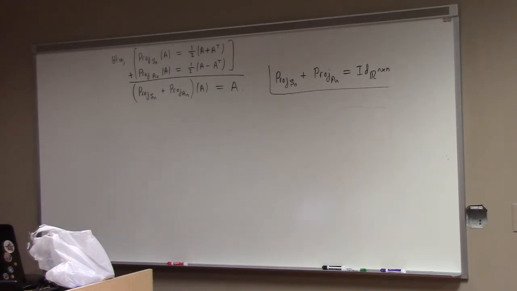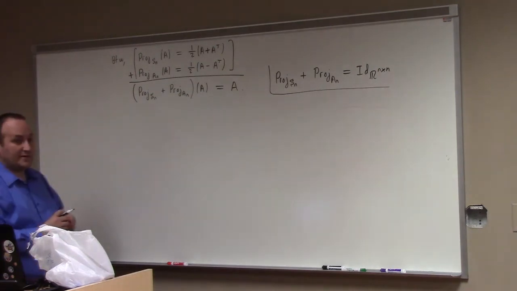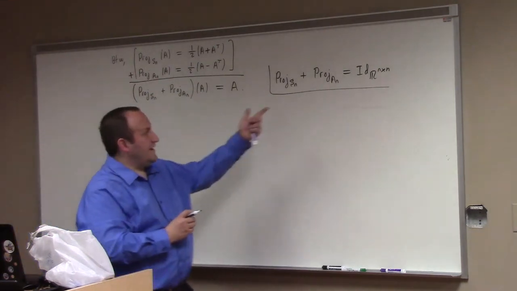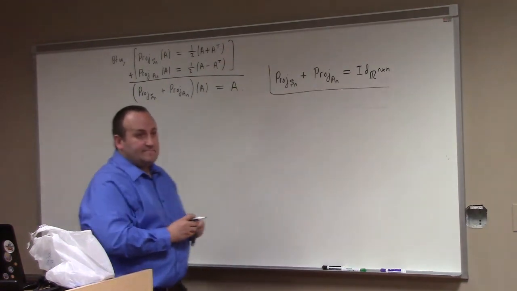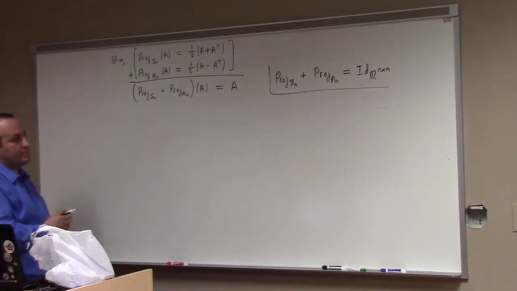Projection onto Sn, what does it do? It takes a matrix and it shows you the shadow of the matrix onto Sn. Projection onto An takes a matrix, shows you the shadow of a matrix onto An. Okay, enough.